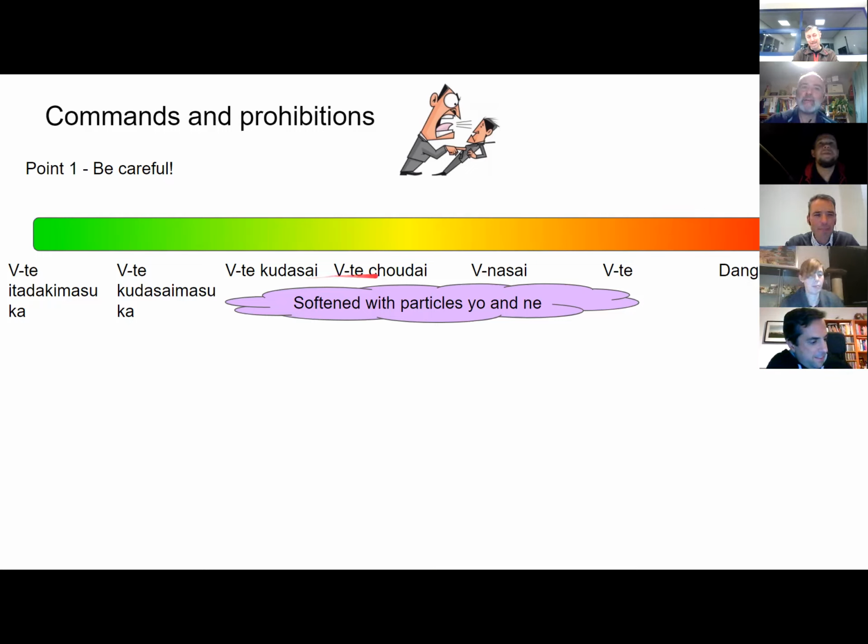Yeah, so all of these here, kudasai, chodai, nasai, and te, can be softened with a yo at the end or a ne at the end.